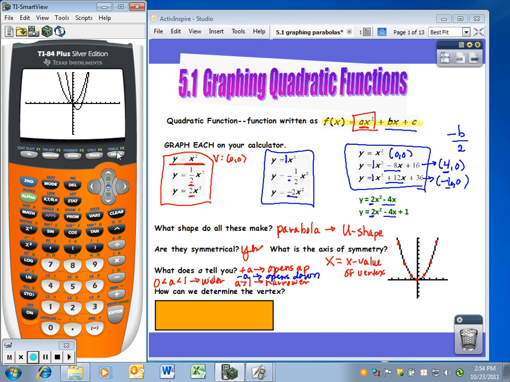Notice my vertex is 1, negative 2. So this idea of the opposite of b over 2, let's see, I had 1, negative 2. Half, opposite of 4 is 4, halved is 2. But I still got 1. Does that 2 play a part in it? Let's see if I put the plus 1 on the back.